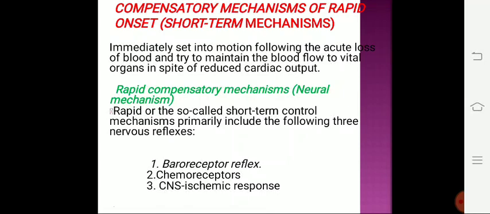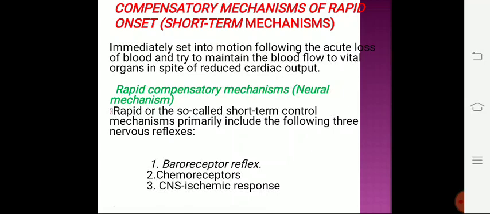Also, there occurs venoconstriction on account of sympathetic stimulation. This also increases shifting of stored venous blood into circulation, leading to increased venous return and cardiac output.